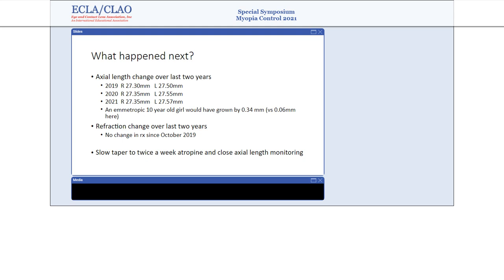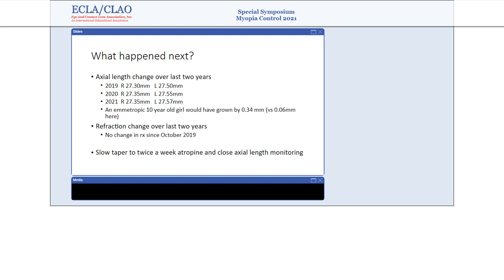What happened to this young lady with the worrying axial length? Well, she started at 27.3 and has barely changed in 2 years. And as has been mentioned already, that is a significant success, because a normal 10-year-old would have grown by 0.34 millimeters from our benchmarks over this period of time.